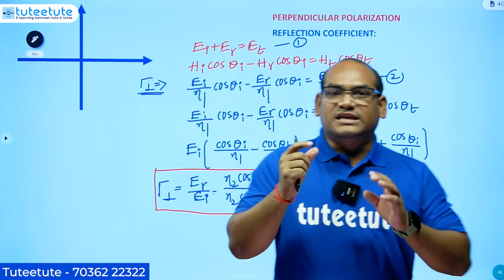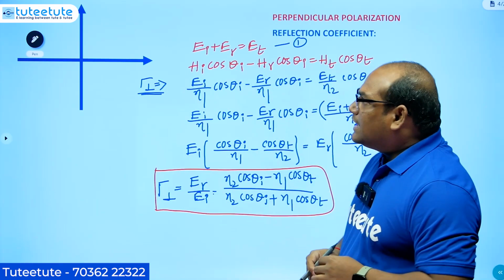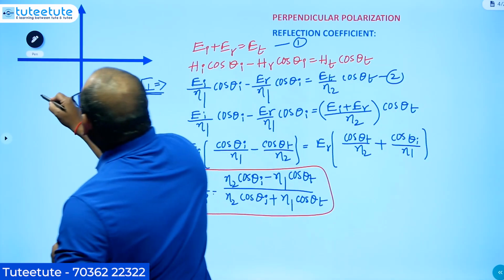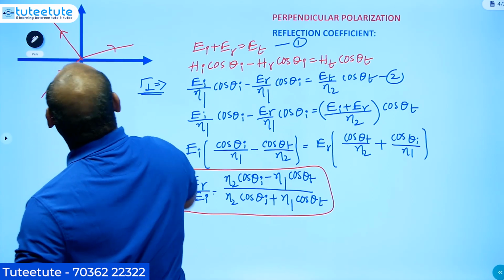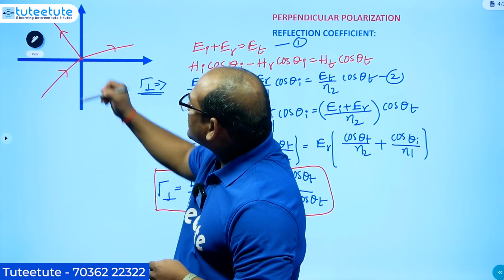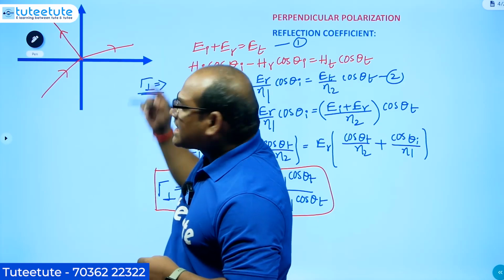You need to remember this equation. Okay. And here I will give this one quickly. These directions we will take like this. Okay. This is the incident wave, reflected wave, this is the transmitted wave.